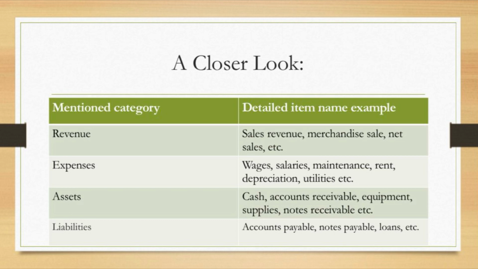If you see sales revenue, it would belong in revenue. Same with merchandise sale. If you see wages, rent, utilities, it'll be in expenses. If you see cash, that's definitely an asset. And then liabilities would be accounts payable, notes payable, loans, things like that.